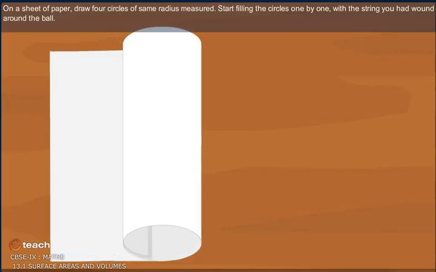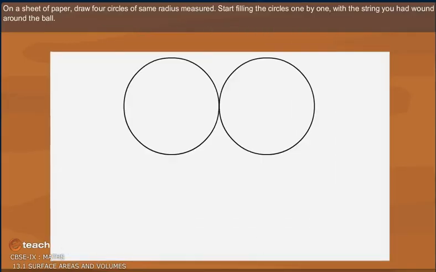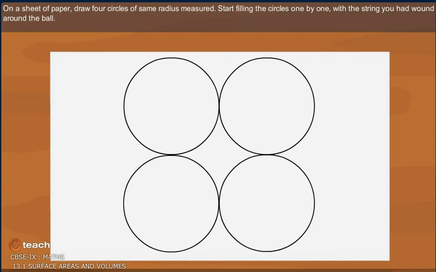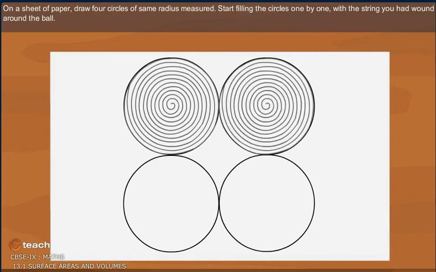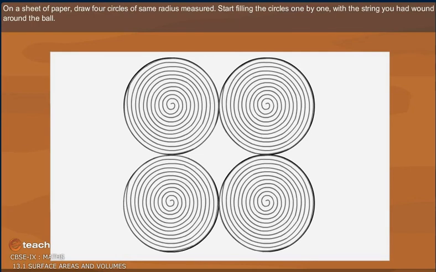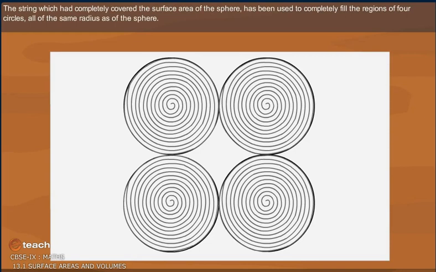On a sheet of paper, draw 4 circles of the same radius as measured. Start filling the circles one by one with the string you had wound around the ball. The string which had completely covered the surface area of the sphere has been used to completely fill the regions of 4 circles, all of the same radius as the sphere.